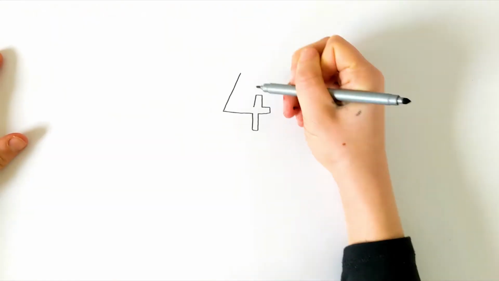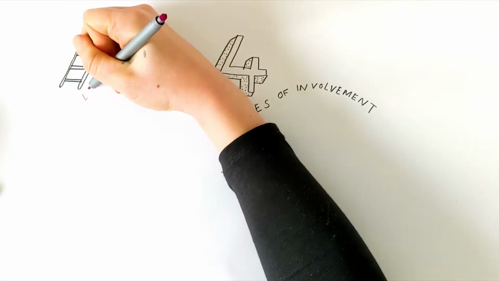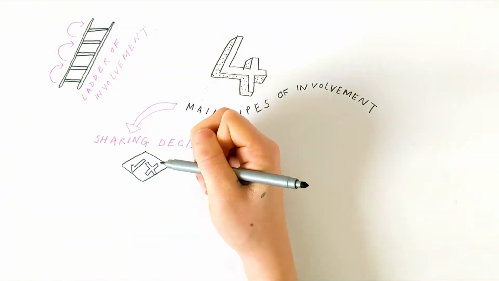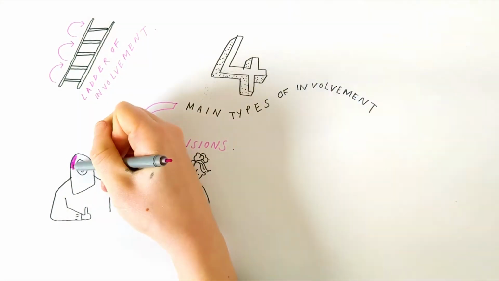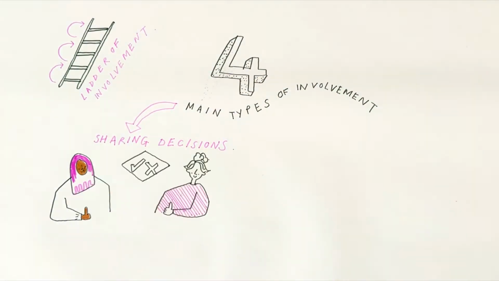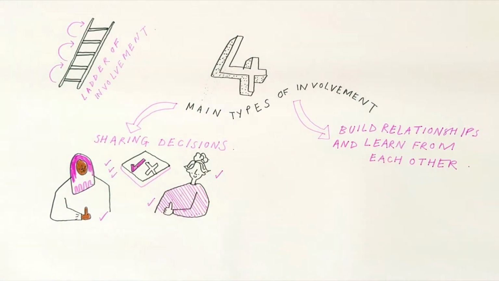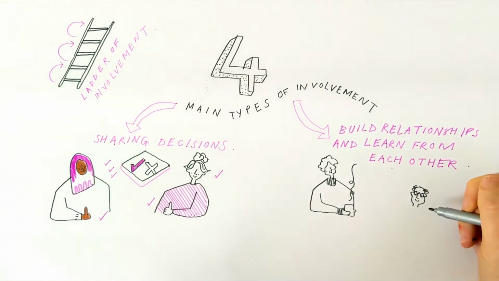There are four main types of involvement that we use at Turn2us, which are based on Shelley Arnstein's popular ladder of involvement. The main differences between the four types of involvement are based on two factors. One, the extent to which Turn2us shares decision-making with co-production partners. And two, the extent to which we build relationships and learn from each other.